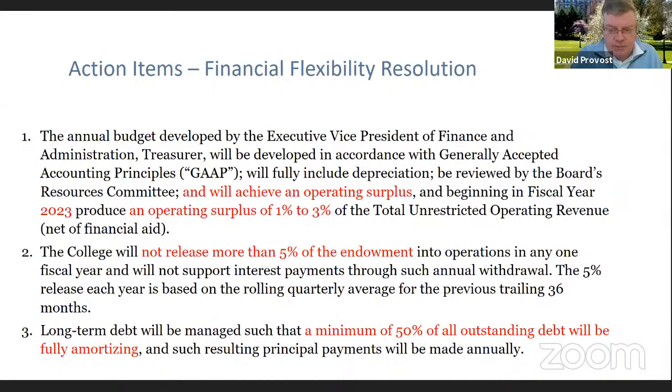And then finally is a requirement to pay off our debt. In the past, we were not paying off debt. We were just refinancing it every 10 years. And now this requires that 50% of our outstanding debt is fully amortized. What that means is that we're actually paying off the principal and interest. We had achieved this last summer, so this isn't something we have to do differently now. It's something we had been working on the last 3 or 4 years. So that's the financial overview that I shared with the board.